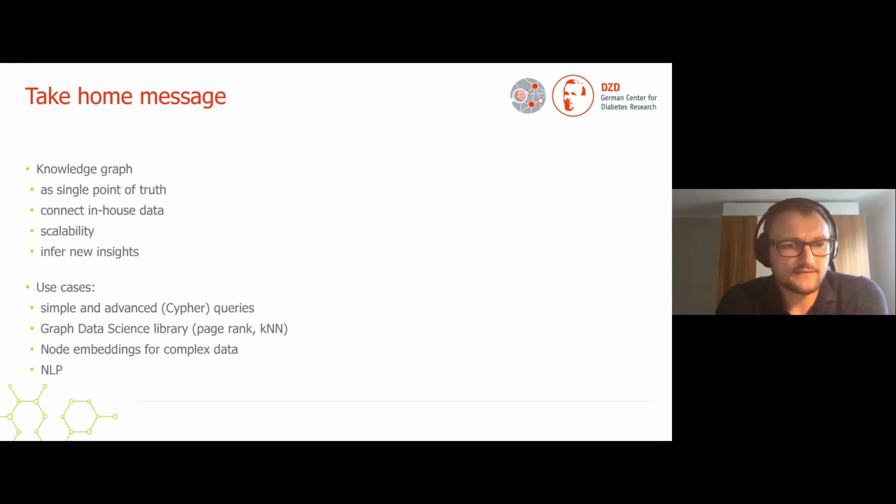I showed you some use cases, the very simple ones where we have a one-line Cypher query, a little bit more sophisticated where we use one or the other algorithm like PageRank or K-nearest neighbor. I showed you even node embeddings where we integrated patients' data, so medical data, to find communities and to find more similar clusters of patients. And I also showed you an example for natural language processing combined with clustering analysis in the last use case.